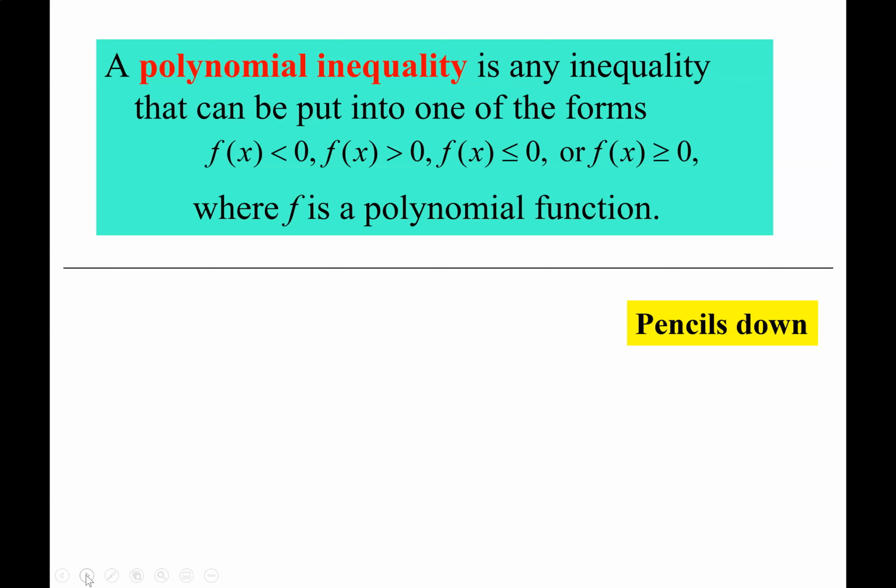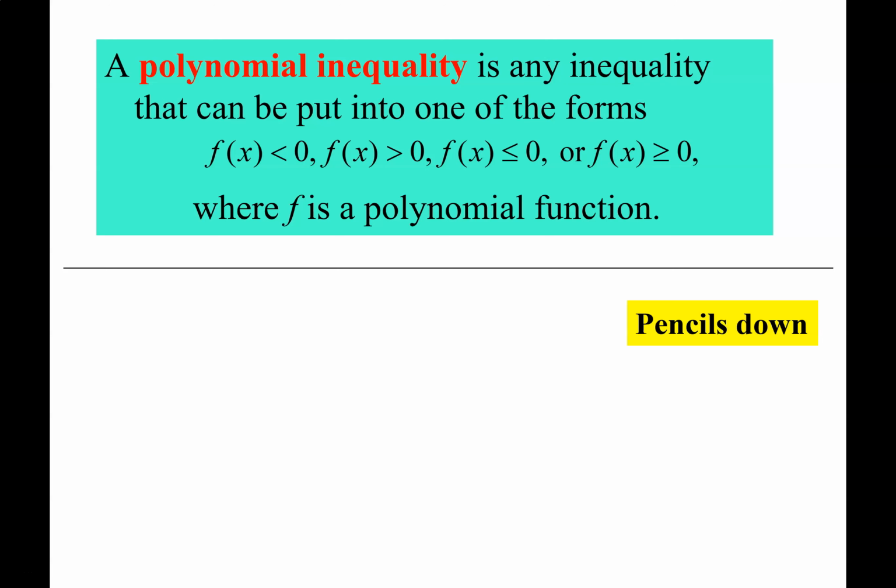All right, so the stuff that I have in blue, aqua looking color, make sure you copy this down, please. A polynomial inequality is any inequality that can be put into one of these forms. We're going to have polynomials where the polynomial is going to be less than 0, or greater than 0, or less than or equal to 0, or greater than or equal to 0. So notice that the 0 is going to be on the other side of the inequality, okay?